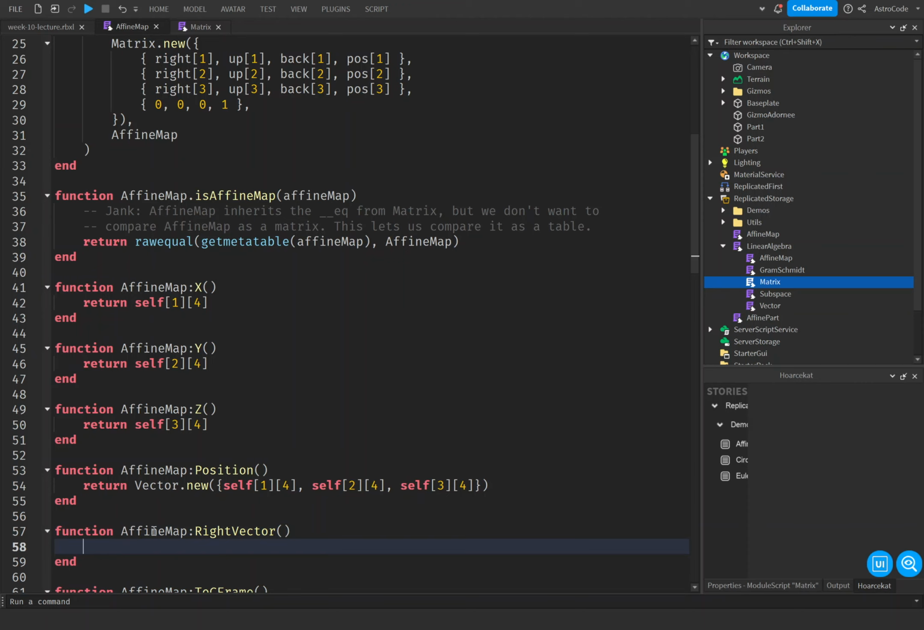And we actually do need these. I have some code that relies on us having this. So if we don't have them, then it's going to be an issue. So this is going to be the first three entries in the first column.